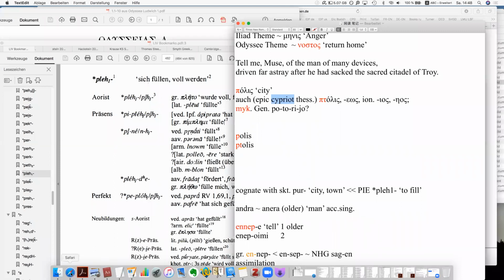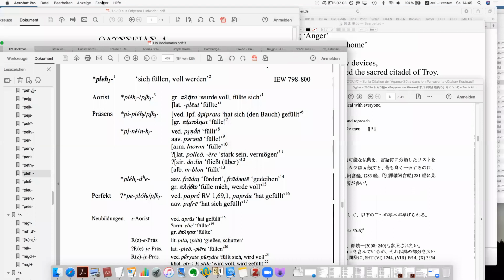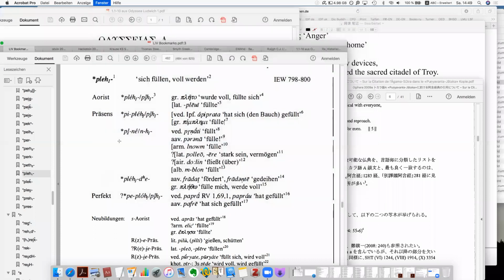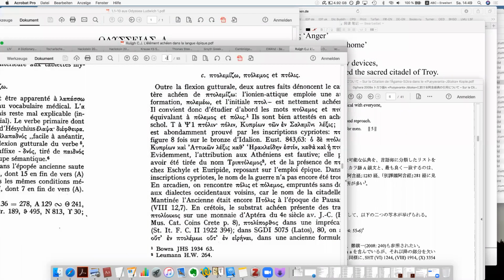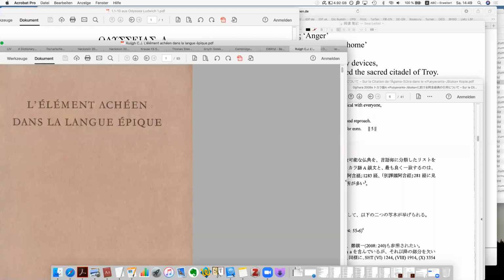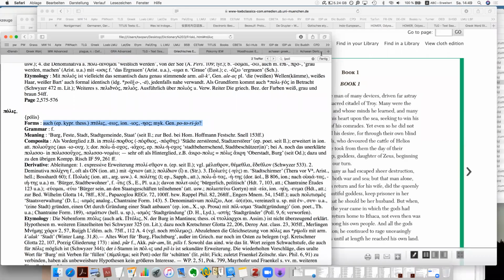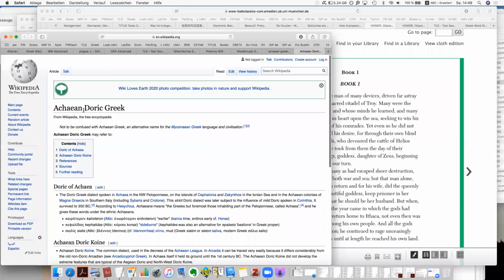So for this phenomenon, we can check a book by Heubeck. Wait a minute. So this is a book by Heubeck. I can show you the picture. It's called L'élément achéen dans la langue épique. So this is the Achaean element in the epic language. So Achaean, if you are not familiar, you can check the dictionary. Achaean is a Greek dialect, right?